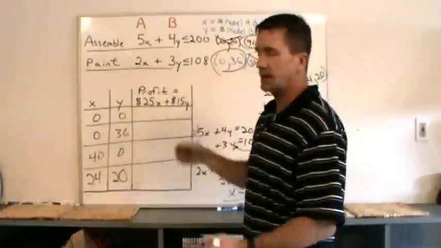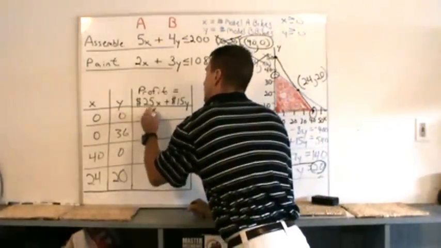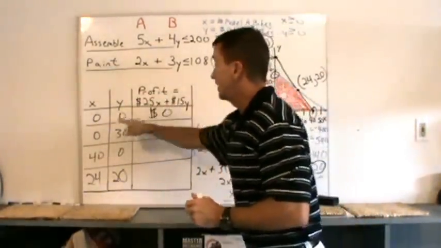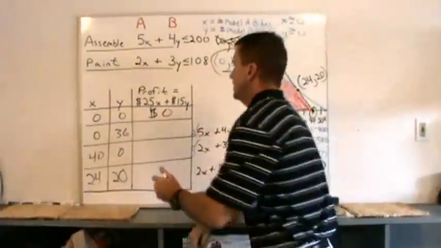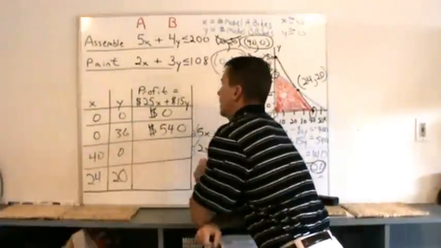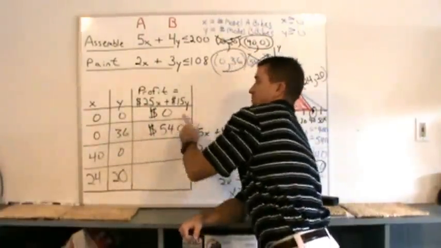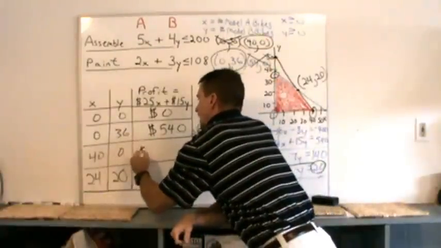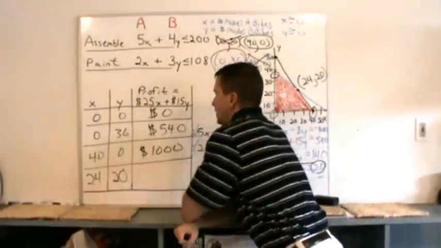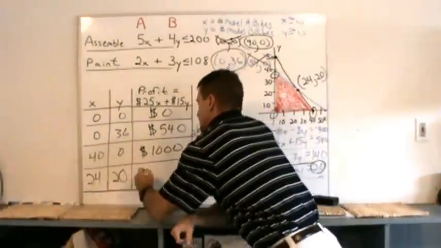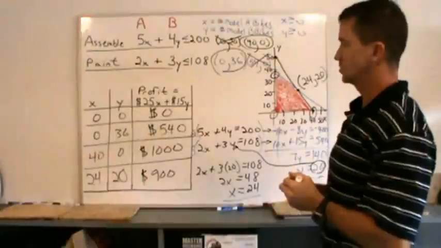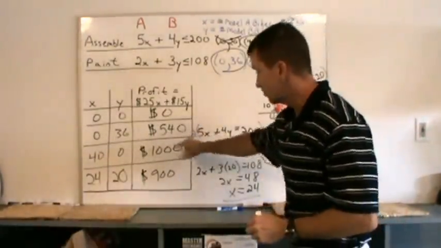25 times 0 plus 15 times 0, that would be $0. We're not making 0 of each bike. 25 times 0 plus 36 times 15 gives us $540. 25 times 40 plus 15 times 0 gives us $1,000. And 25 times 24 plus 15 times 20 gives us $900. Which one's the highest? Right there.